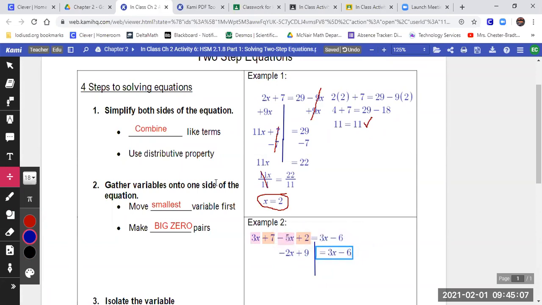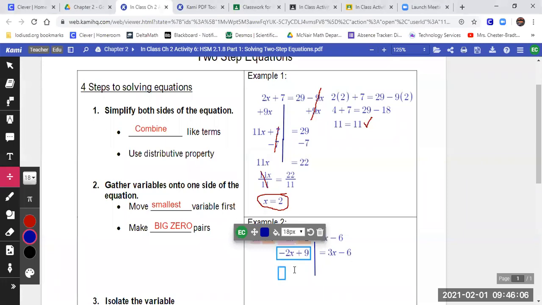Okay. Now we're going to go to our step one of our instructions, which says, move the smallest variable first. Who's the smallest variable? Don't forget to say your signs. Who's the smallest variable? Negative 3x? There's no negative 3x on there. Negative 2x, yeah. Okay, so negative 2x, right? So we have to move a negative 2x. So what are we gonna do? We have to move a negative. So we're gonna add 2x to both sides.